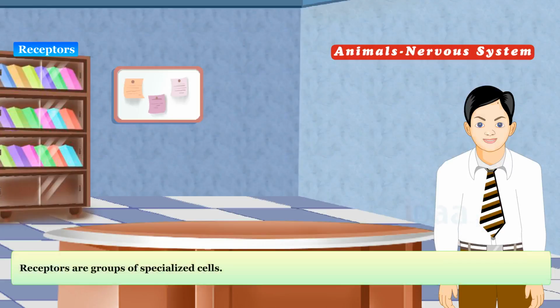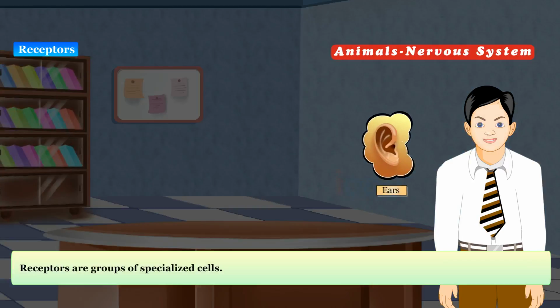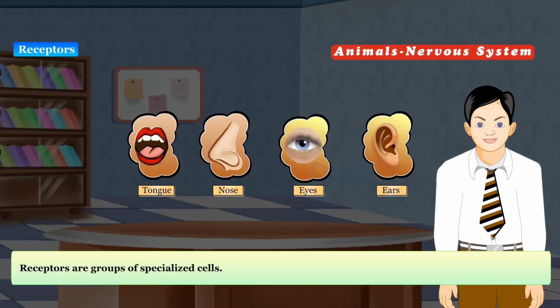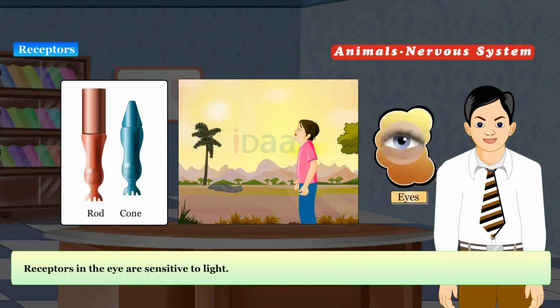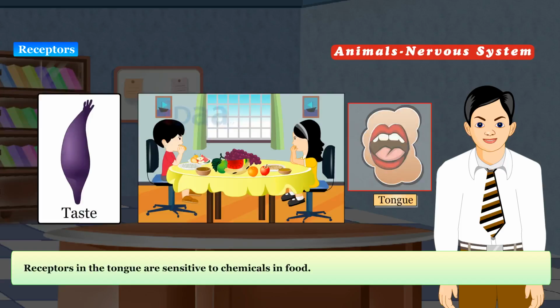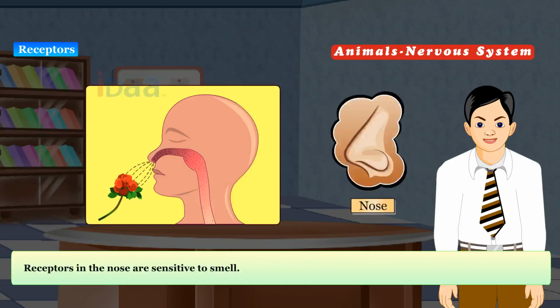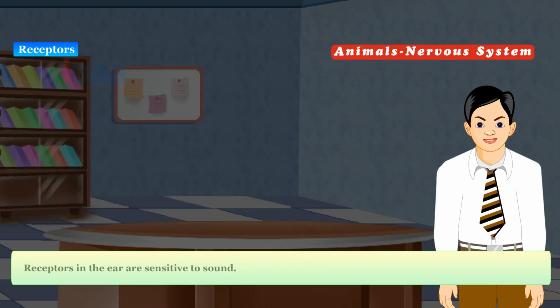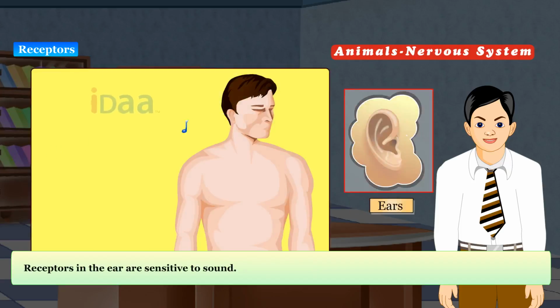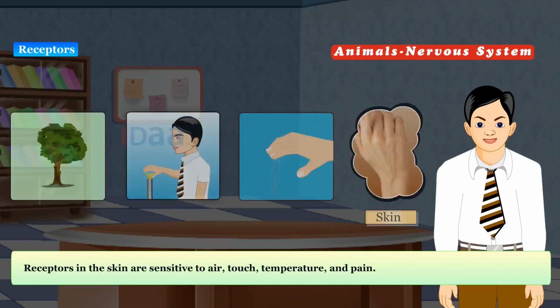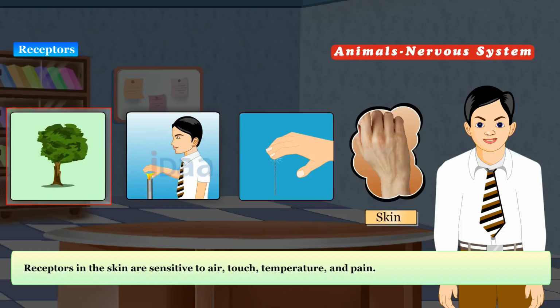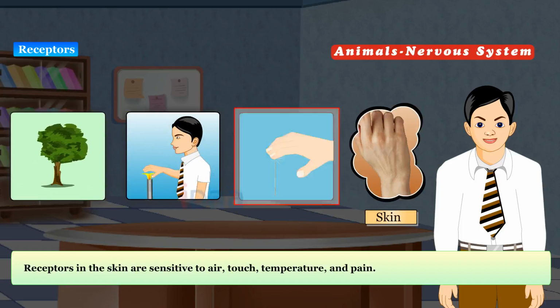Receptors. Receptors are often located in the sense organs such as the ear, eye, nose, tongue, and skin. Receptors in the eye are sensitive to light. Receptors in the tongue are sensitive to chemicals in food. Receptors in the nose are sensitive to smell. Receptors in the ear are sensitive to sound. Receptors in the skin are sensitive to air, touch, temperature, and pain.